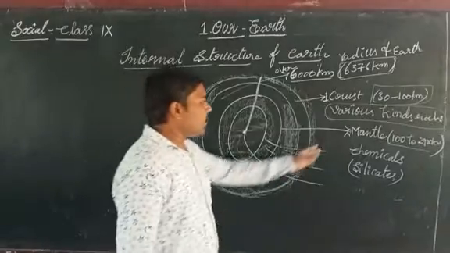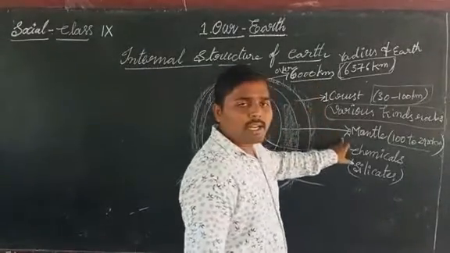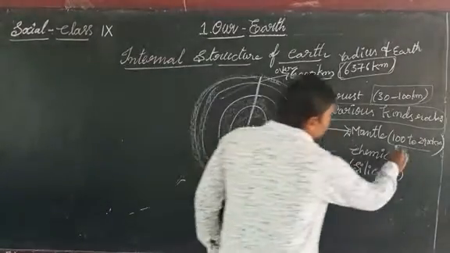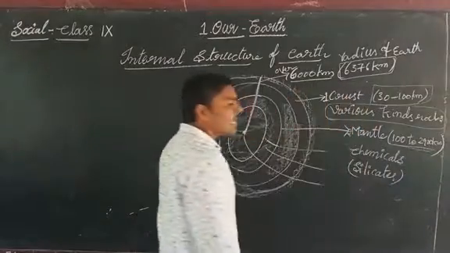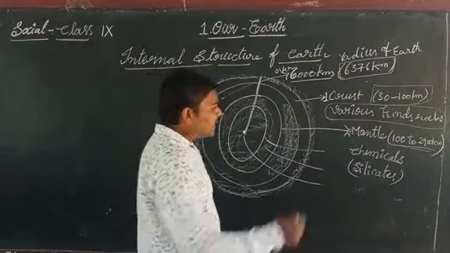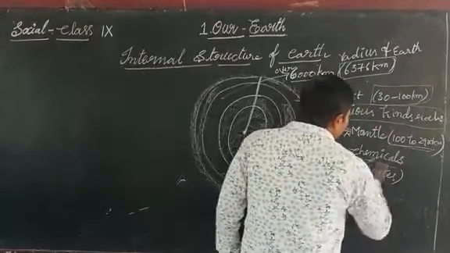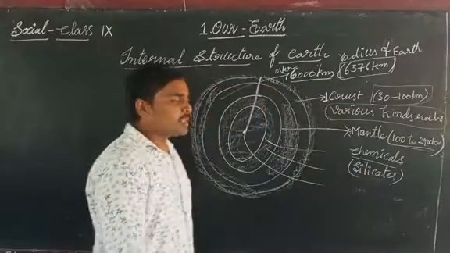The second layer, among the three layers, is the mantle. It varies from 100 kilometers to 2,900 kilometers, and it contains chemicals called silicates.